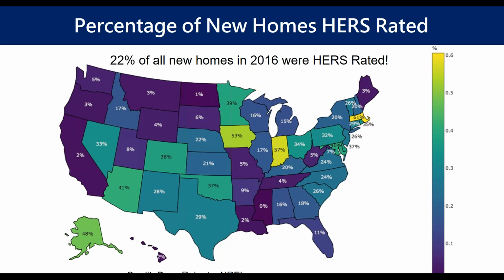And oftentimes I get the question of why is California so low? The primary reason for that is that California has essentially their own HERS standard and green building program that is used there, and those homes are not loaded into the RESNET buildings registry, so they're not accounted for.